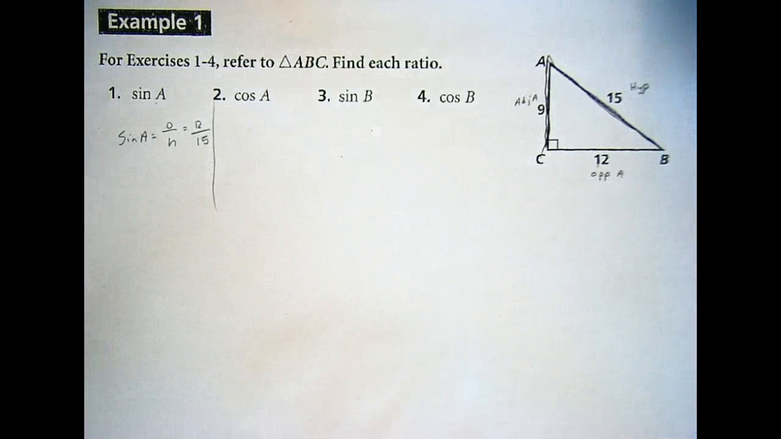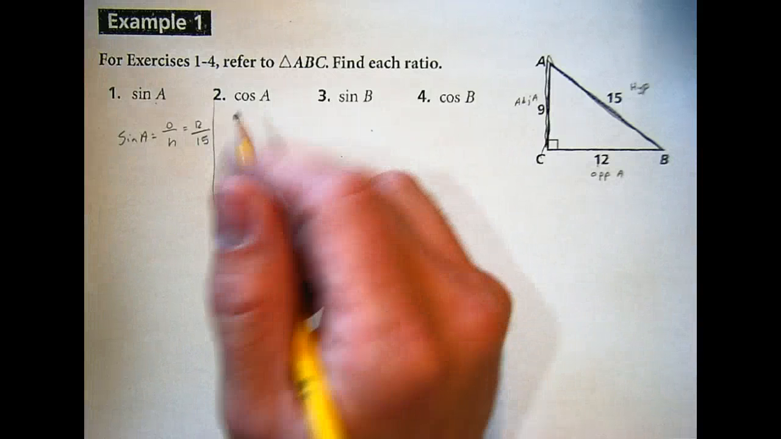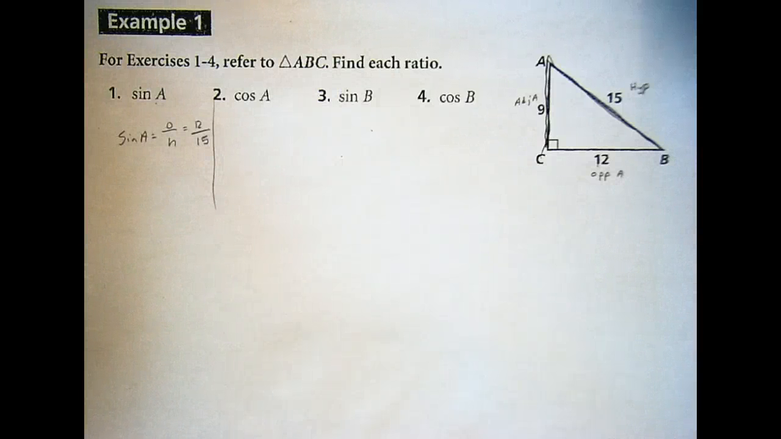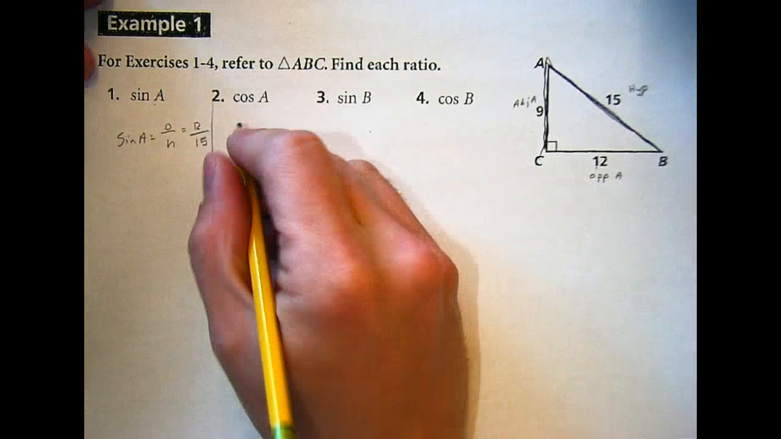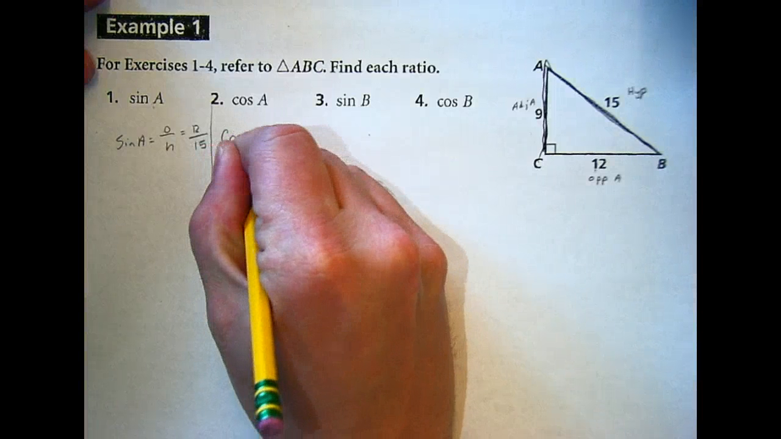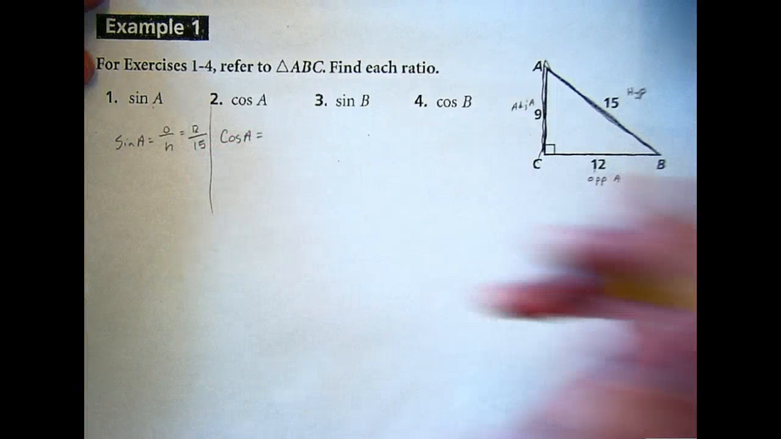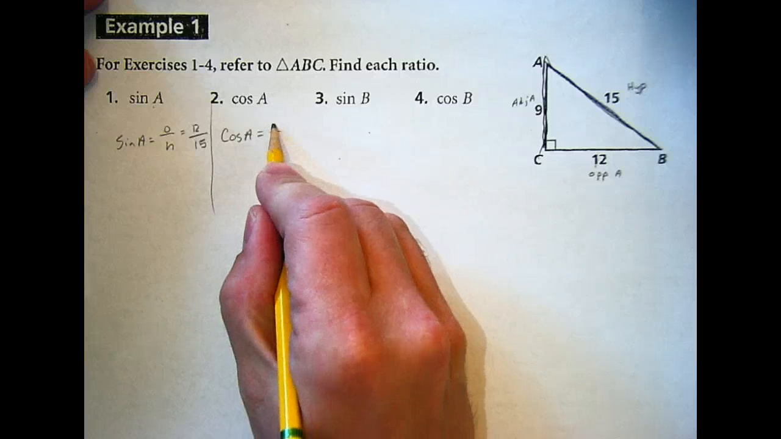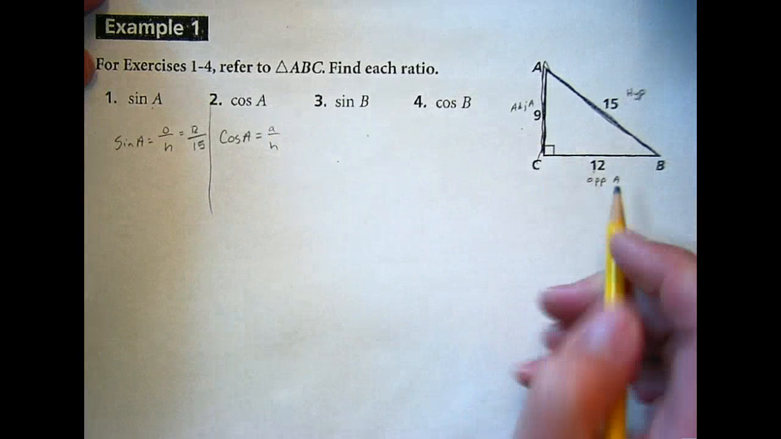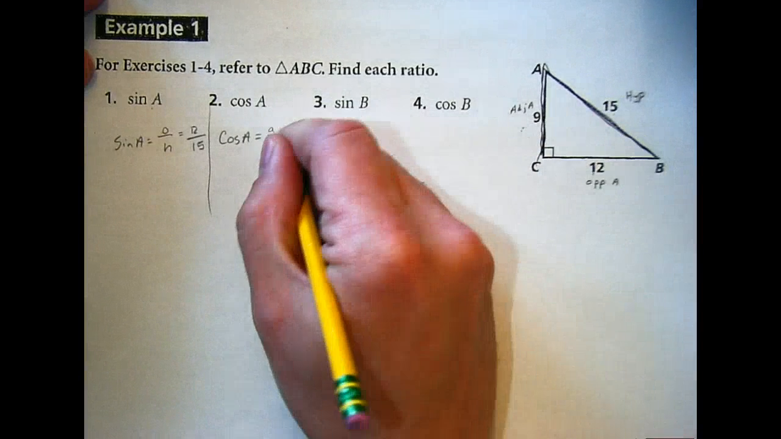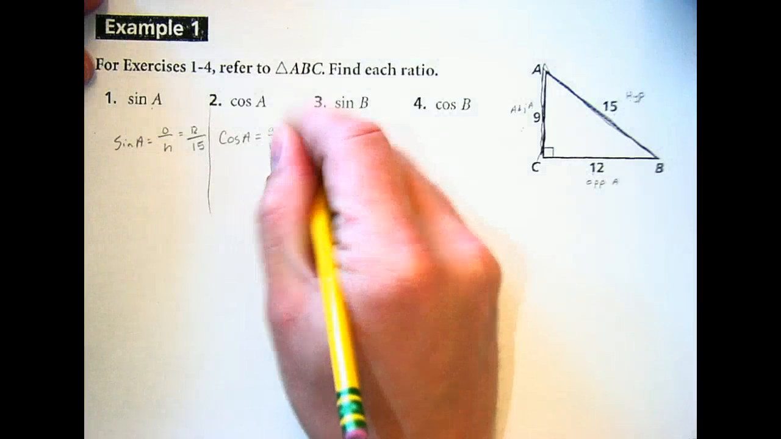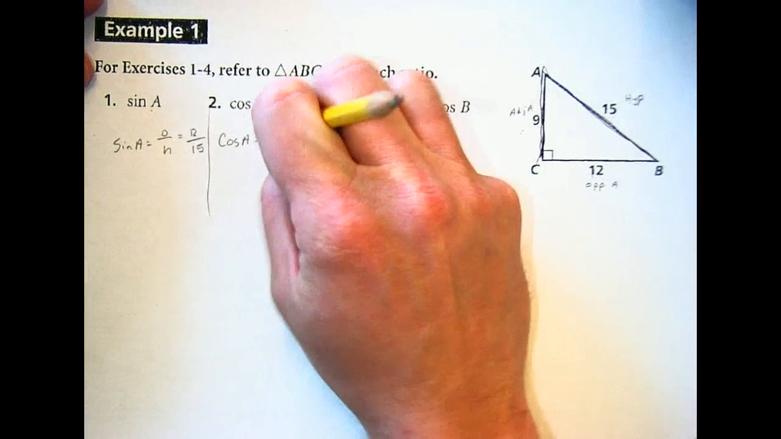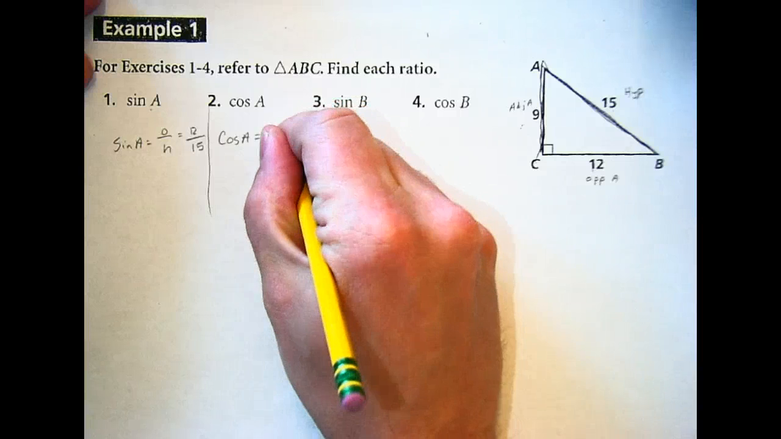All right. How about Kosei? Oh, hold on. I'm calling on the people randomly. Number 5, that's Hannah Devine. Go ahead. I got 9 over 15 or 3 over 5. 3 over 5, so that is adjacent over hypotenuse. 9 over 15 or 3 over 5. Well done. How many got that? Good.